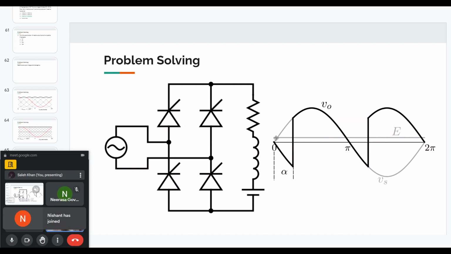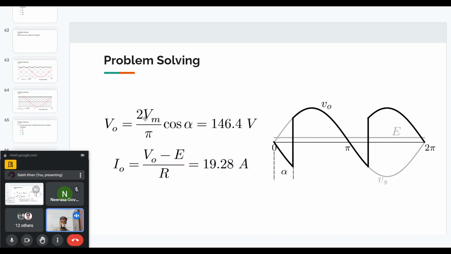And the angle that is given, alpha, is 45 degrees, so it is well beyond this E voltage. So this E voltage will not have any effect on the firing angle, and the output voltage will look like this. Then you can find the average output voltage. Given the firing angle, it will be 2 Vm by pi into cos alpha, with alpha given as 45 degrees. So we can find out VO, the average output voltage.